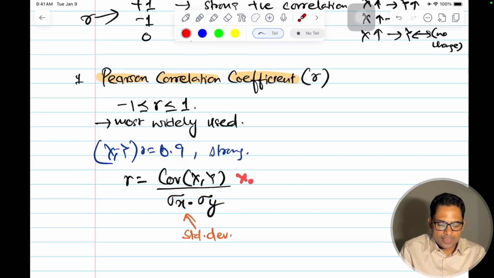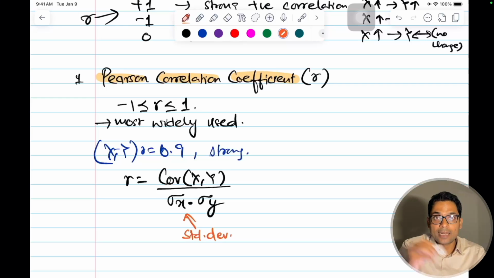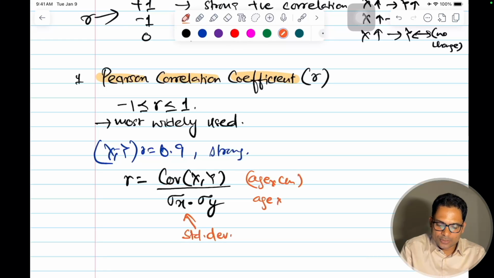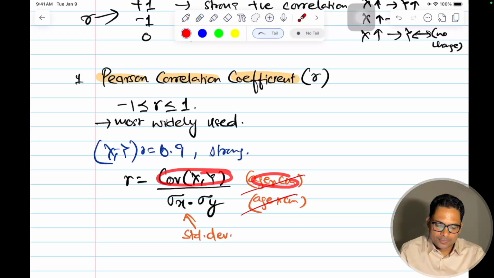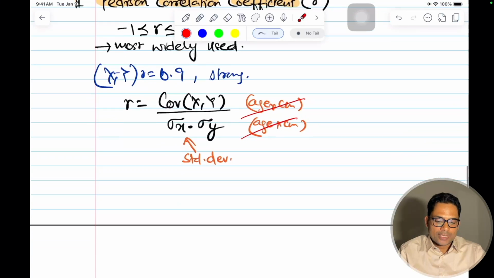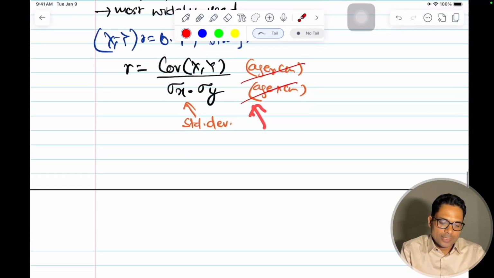So this will be x and y, whatever units they are coming in. Say for example, this is height and age. Then the numerator will be age into centimeter, and the denominator will be standard deviation of age and of centimeter, and that's how the units will cancel out, and then this will be unitless, and that's how we can compare. I hope this is clear. That is why this is unitless and why this is called standardized. And let's continue the example that we saw.